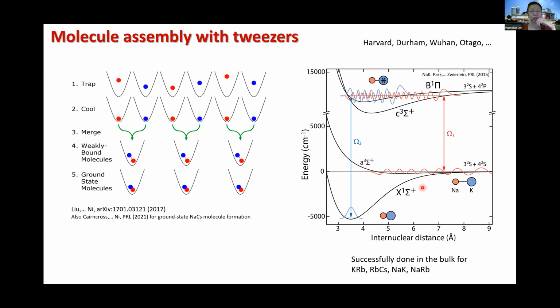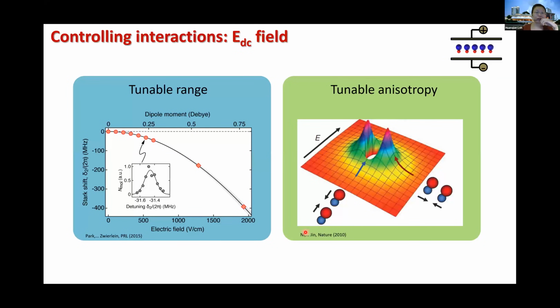This method of molecule assembly was successfully done in the bulk for several different molecules, first KRb in 2008, and then followed by a string of other molecules. And so the idea is to really do this on a single molecule level with the tweezers. And in fact, with these molecules, you can control interactions either by applying a DC electric field, where you can change the range of the interactions and also the anisotropy of the interactions.